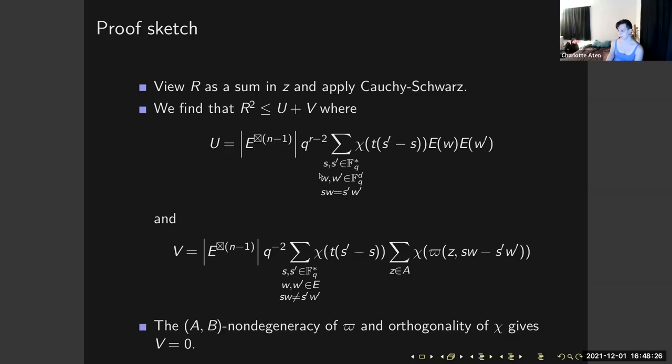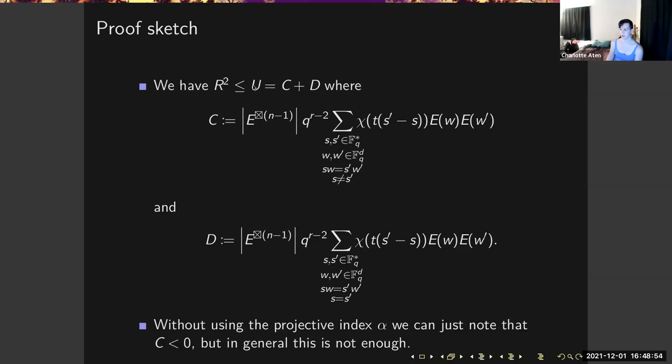And so we use AB non-degeneracy of the form pi in the case of the sum V, because that's actually what gives us orthogonality of this last sum over here. And that's what makes this entire term zero. So that was the motivation for this notion of non-degeneracy of the form. Okay, so then we just have R squared is less than or equal to U, and we split U as the sum of C and D.